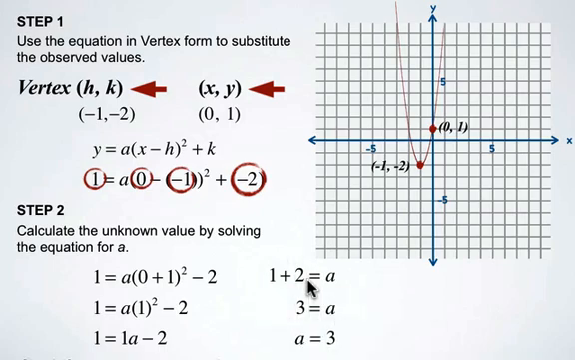Now, does this make sense? 3 is a positive number, and it's facing upwards, or it's opening upwards. It's also bigger than 1, and this parabola does look very thin and compressed, more so than y equals x squared. So I do think that this looks like the correct value for a. It seems to make sense.